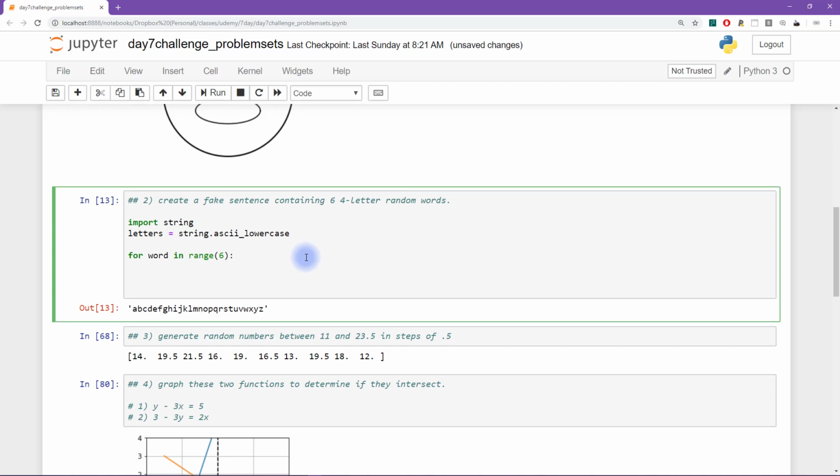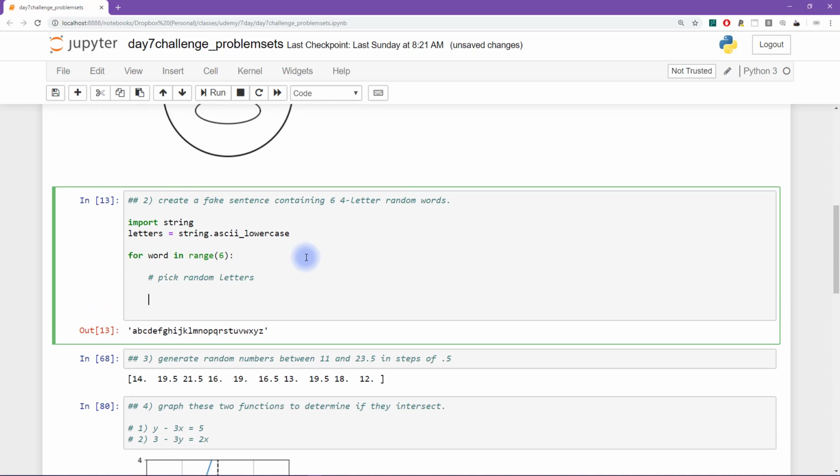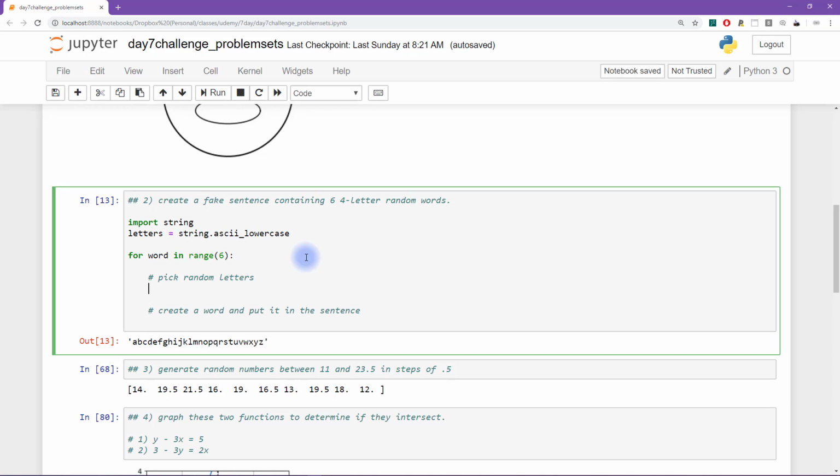Okay, so what do we want to do inside this for loop here? Well, first I'm going to pick the random letters, and then I'm going to create a word and put it in the sentence. Okay, so let's start by picking 4 random letters. Actually, what I'm going to do is not pick the random letters per se, but random indices. So I'm going to pick some random integers between 0 and 25, or however many letters you have in the alphabet you're working with.